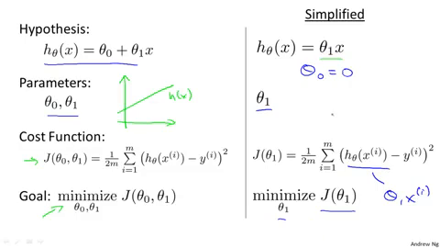In pictures, what this means is that if theta 0 equals 0, that corresponds to choosing only hypothesis functions that pass through the origin, that pass through the point (0, 0) over there. Using the simplified definition of a hypothesis and cost function, let's try to understand the cost function concept better. It turns out there are two key functions we want to understand. The first is the hypothesis function, and the second is the cost function.